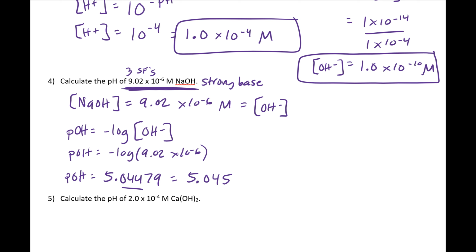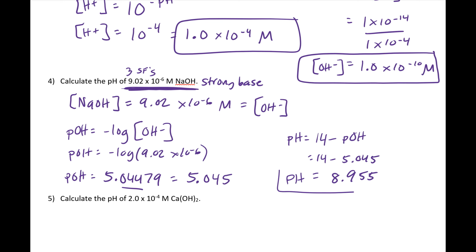But they want me to solve for the pH. So pH would be equal to 14 minus pOH. So 14 minus 5.045. And you get 8.955 as the pH.